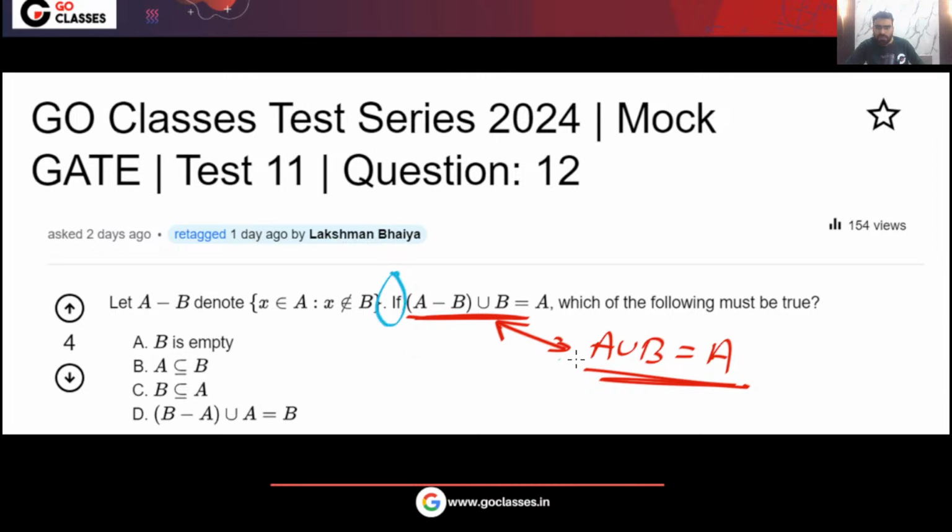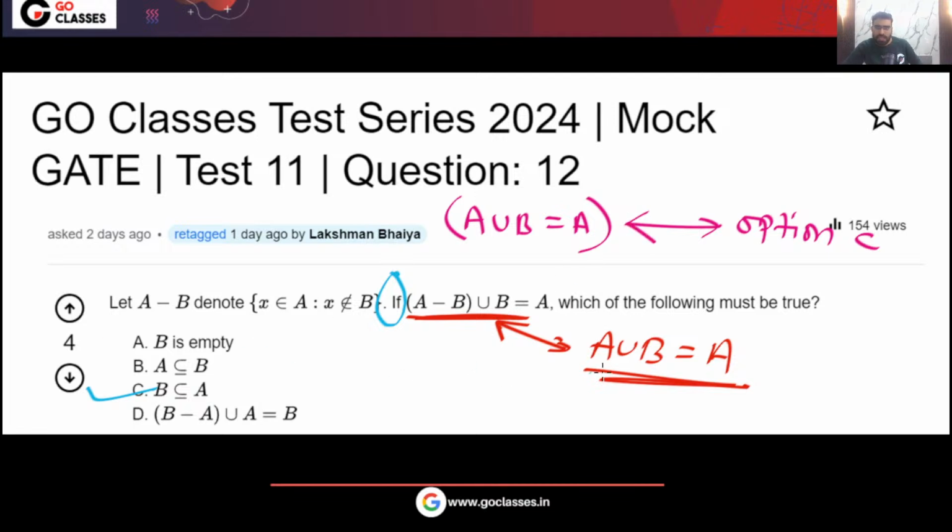The question is asking if this happens, then what will happen? So remember, this must be true. Okay, I can say that option C. I can say that this, A union B equal to A, implies option C. Also option C implies this, right? This is the one thing.